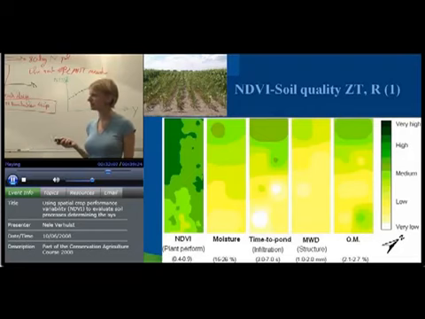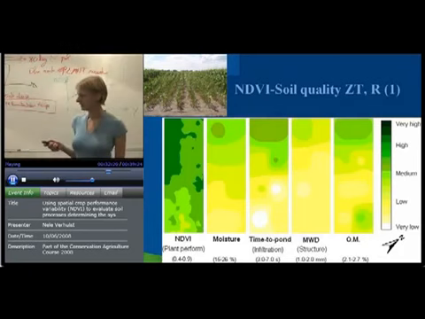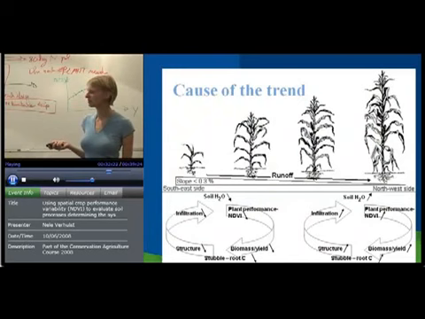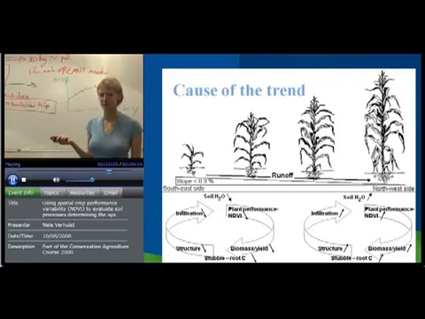This is the NDVI map that you've seen, and I've now put moisture, time to pond for infiltration, mean weight diameter from dry sieving for structure, and organic matter next to it. So what do you see? Yeah, you've got the same trend in moisture, infiltration, structure and organic matter, from low values at this side to high values at that side, as you see in the NDVI.